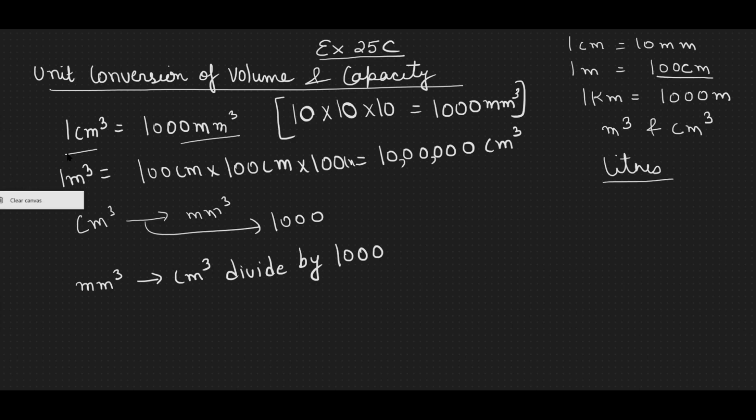So example, convert 4.5 centimeter cube to millimeter cube. Very simple. From larger unit to smaller unit. So how will we do this? We will multiply. So 4.5 into 1000. So this will be 4500 millimeter cube.